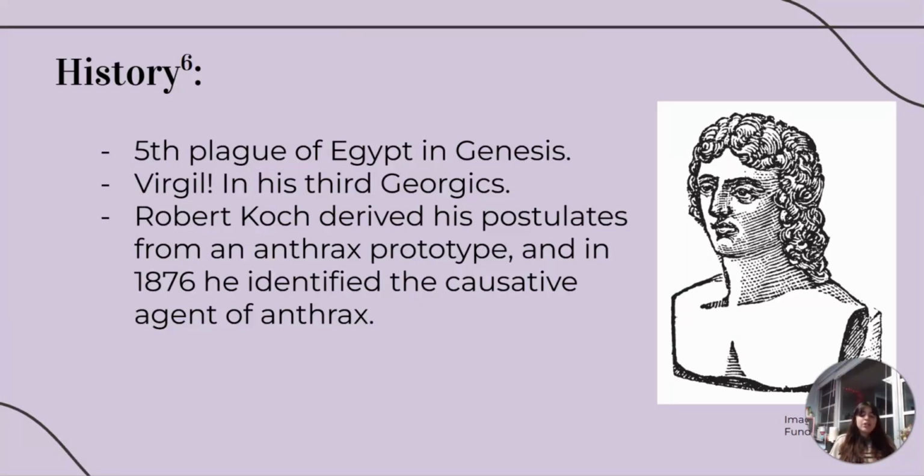Additionally, Robert Koch, the man who made the postulates for identification of a causative agent, derived those famous postulates from an anthrax prototype when he took blood from dead cows and examined the rod-shaped bacteria that was in the blood, and then infected mice with it, and eventually they died as well. And he identified the causative agent of anthrax, which is pretty cool.